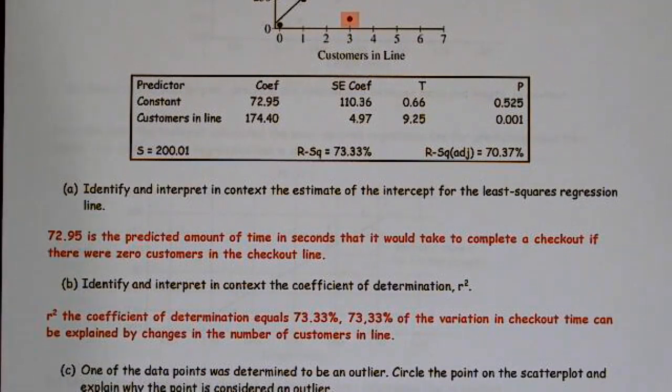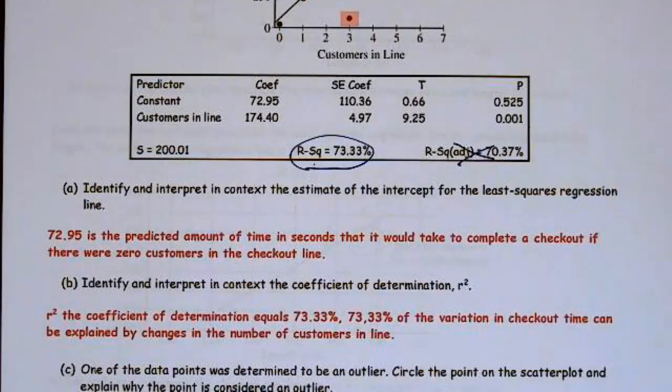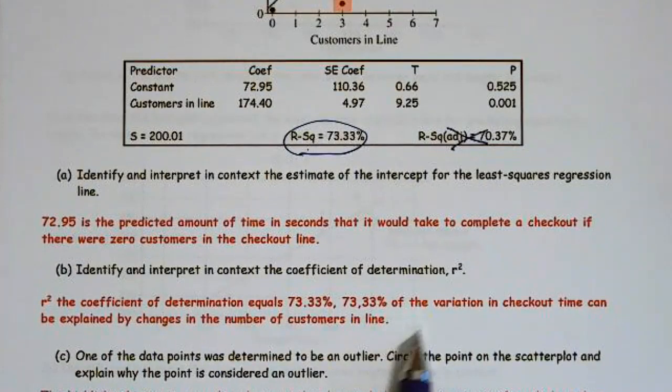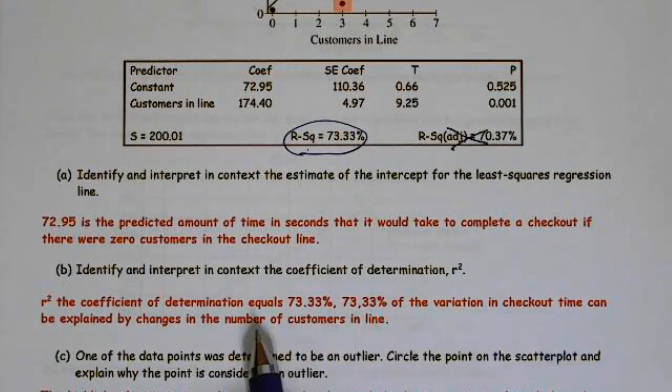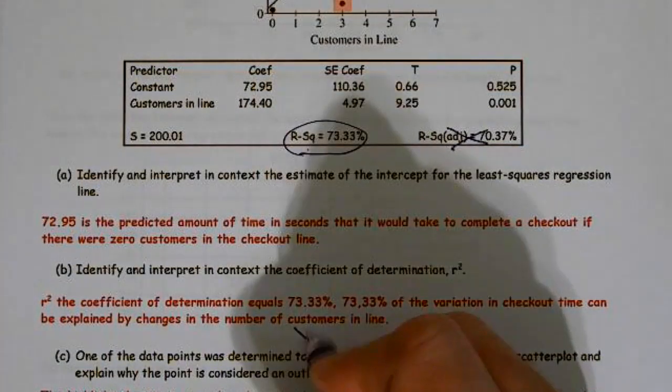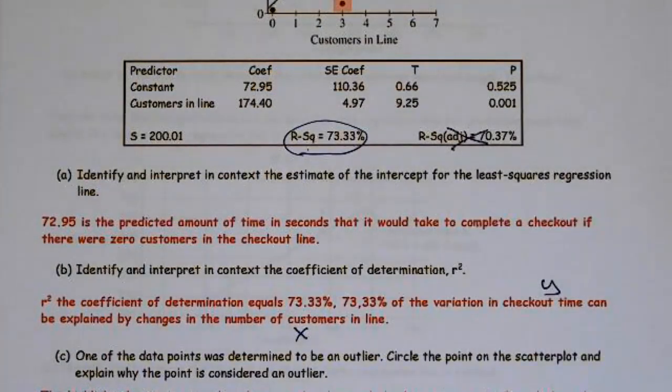Identify and interpret in context the coefficient of determination. We never use this, so it'll be this. So 73.3% of the variation in checkout time can be explained by changes in the number of customers in line, because this is the x, and checkout time is our y.